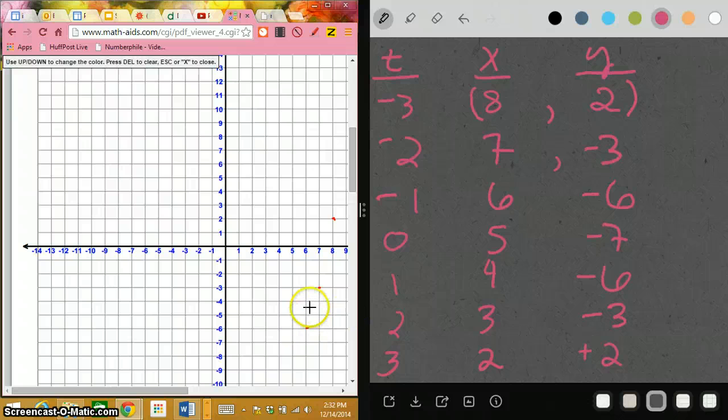right there, 5, -7, probably going to be our lowest point, 4, -6 again, 3, -3, there's our parabola, and 2, +2, yay! So if you want to sketch this in, it's going to look hopefully a lot better on yours, a little bit like this, right?